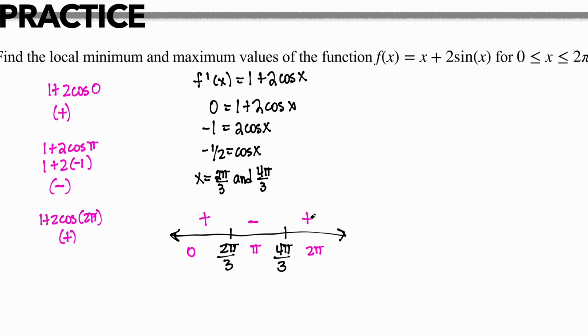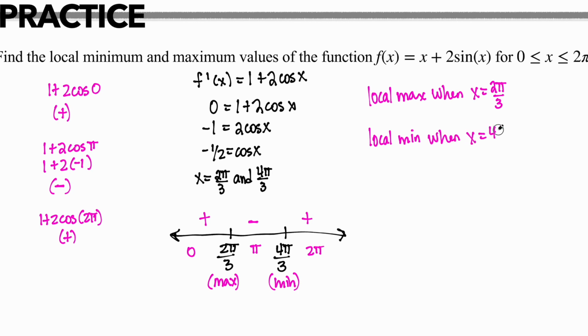Okay, so now that I have this, I can determine max and min. At 2 pi over 3, we went from a positive to a negative, which means we went up and then down, which means that was a max. And then here we went down and then up, which is a minimum. So therefore, we can say there was a local max when x equals 2 pi over 3, and a local min when x equals 4 pi over 3.